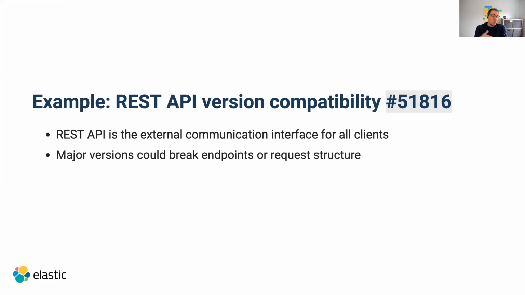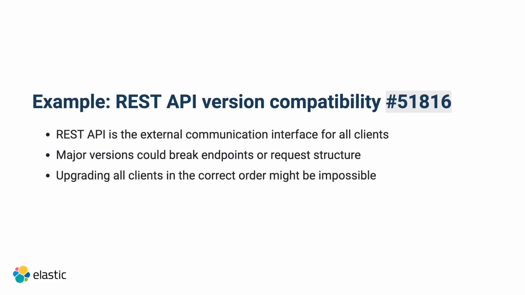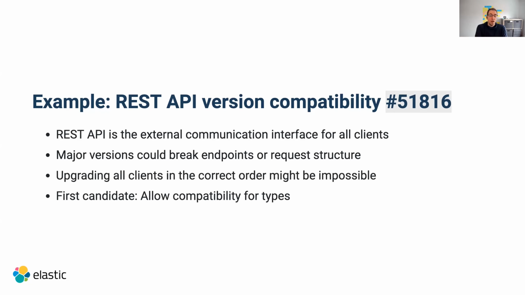And this means that major version upgrades could break endpoints or the request structure. In order to ease this, we want to make sure that upgrading all clients still doesn't need to be dependent on Elasticsearch itself. This means that maybe we will end up with a REST API version compatibility that allows for types, even despite them not existing anymore in the code base. And that's a crucial feature to just make sure you have this layer of backward compatibility.